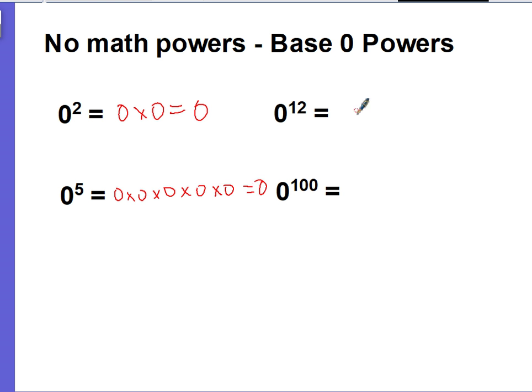So then what is 0 to the 12th power? It's just 0. What is 0 to the 100th power? It's just 0 again. So no need to do math if you see that 0 is being raised to any power, because no matter how many times you multiply by 0, the answer is still 0.